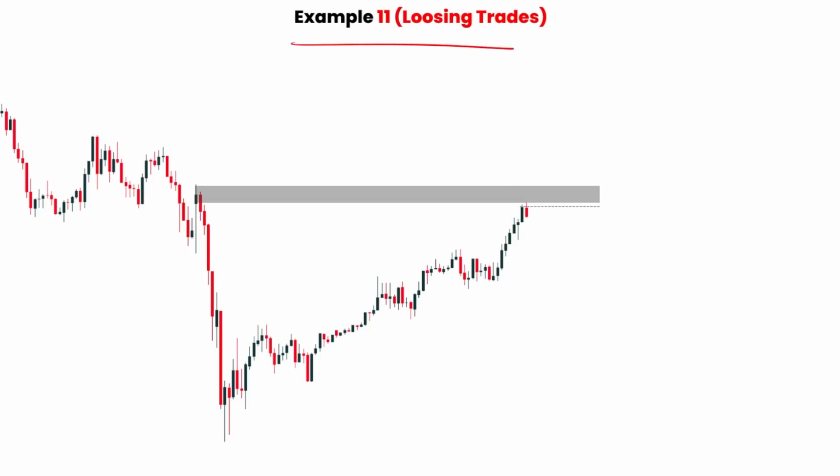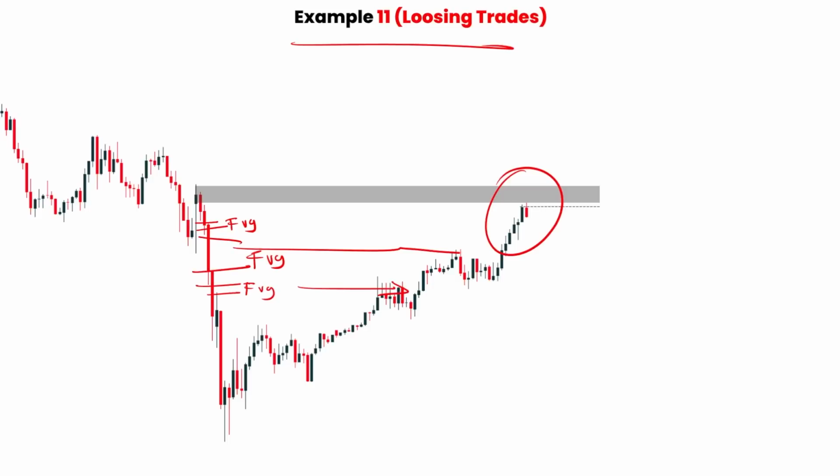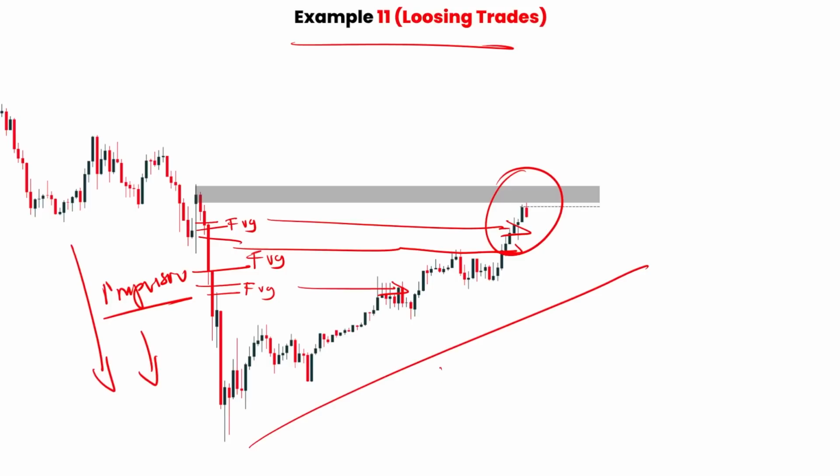We have this next example, example 11. We have price, we have this fair value gap here, and then we have another fair value gap, and then we have another one here, but here price already closed it, here price already closed it, here price already closed it. And you can also see that price was very impulsive to the downside. Here the market is just correcting, but then let's look at how price behaved.